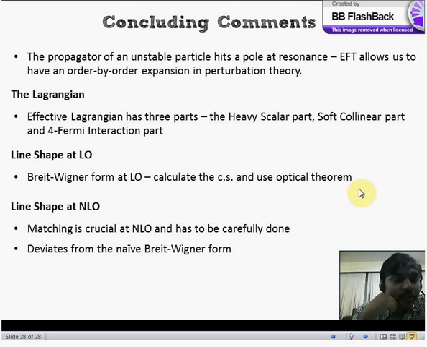As conclusion, we have the propagator of an unstable particle. The effective field theory allows us to have an order by order expansion in perturbation theory, and that is what we did over here. We calculated the leading order line shape and the next to leading order line shape. We calculated this from the effective Lagrangian, which had 3 parts: the heavy scalar part, the soft collinear part, and the 4 Fermi interaction. The LO line shape came out to be Breit-Wigner, but the NLO is not really. It deviates from the naive Breit-Wigner form that we might have assumed.